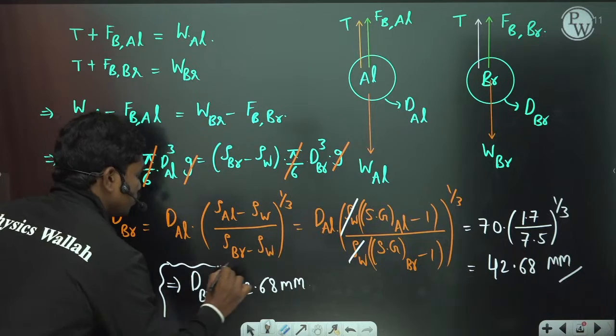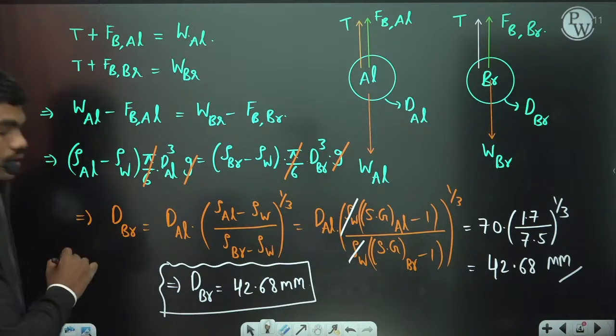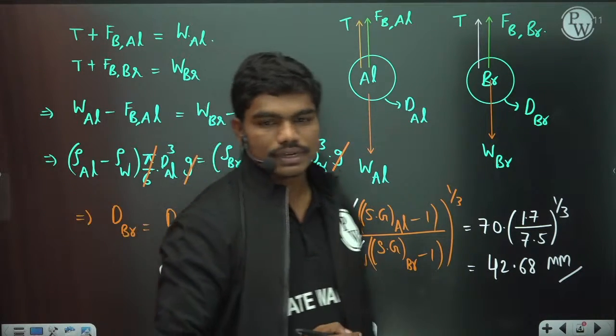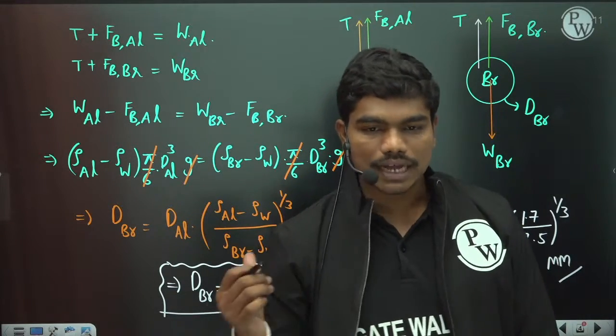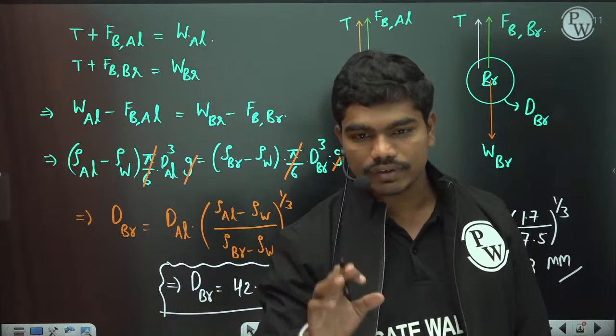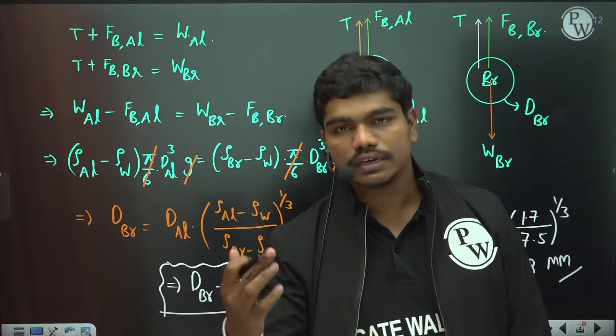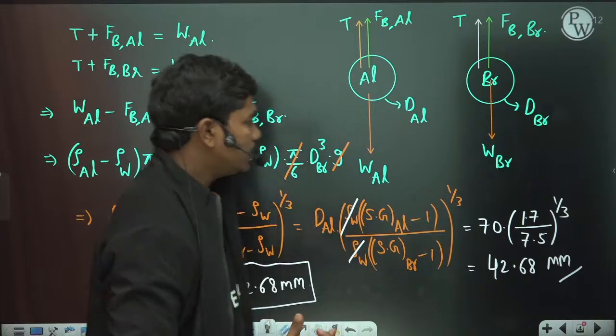Basically, to balance the weights on both sides, we need to balance these tensions. That's it. Okay, it's very good. I'm very happy that all of you got correct answers. 42.68 mm. Rohit, they have asked in centimeter, I mean this is in mm, so that's why we have converted 4.268 to 42.68 mm. Okay, so it's a simple equation.